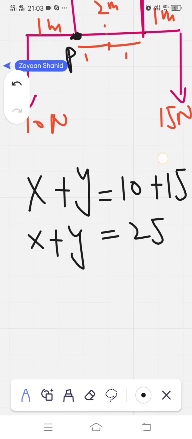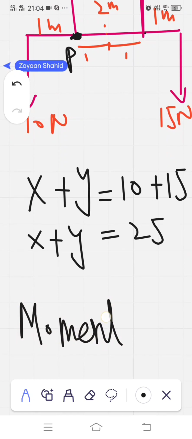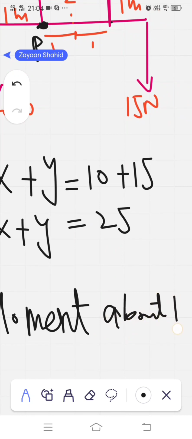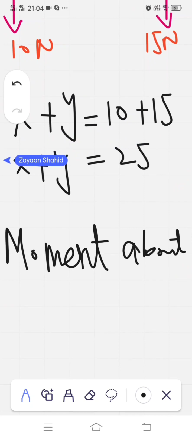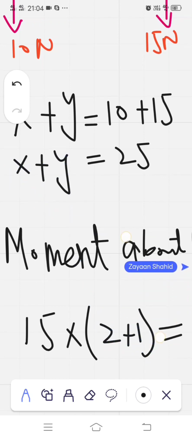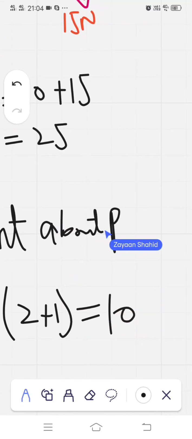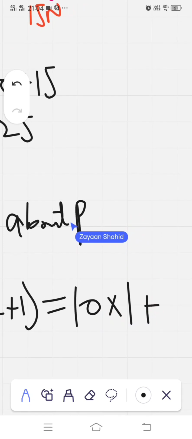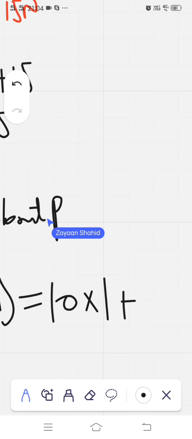Now we take the moment about P. Moment about P means 15, the downward force, multiplied by the distance of the 15 from the point P, 2 plus 1, you can see the figure, the distance of this force from the point P. This is equal to the 10 Newton force multiplied by its distance of 1 meter from the point P, and add the other force, that is plus, sorry, the other one is y.